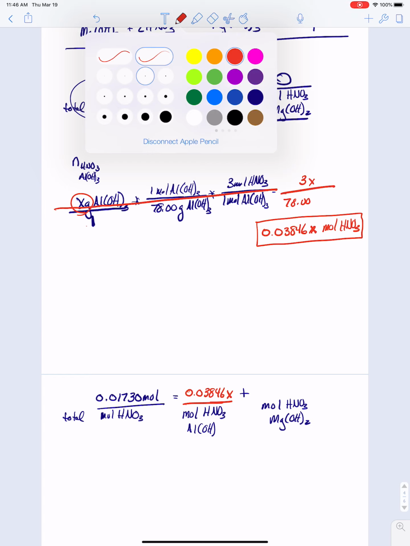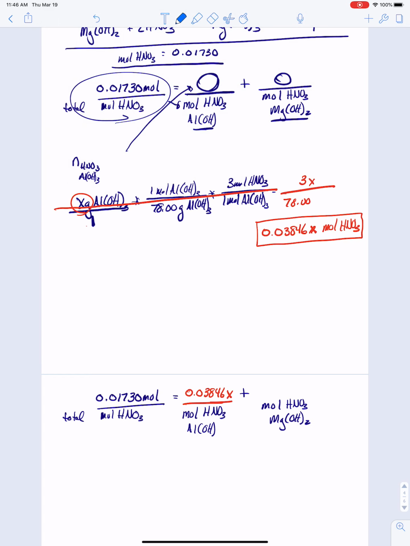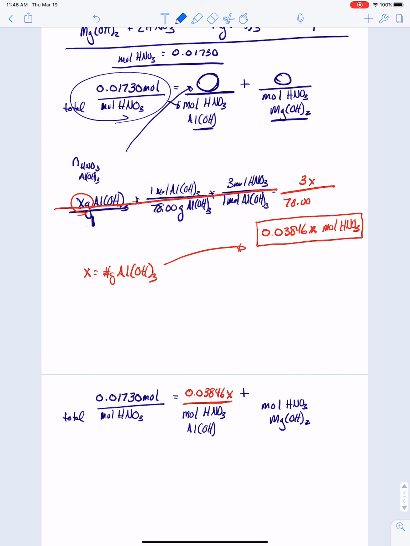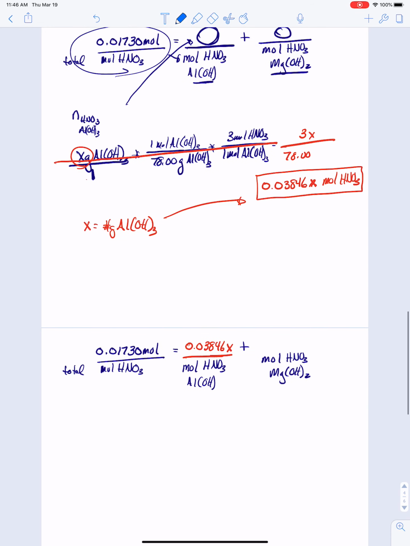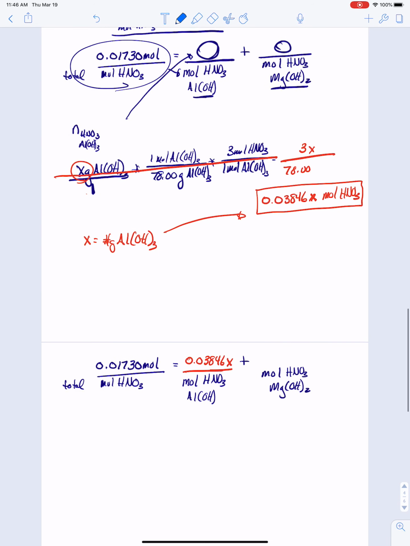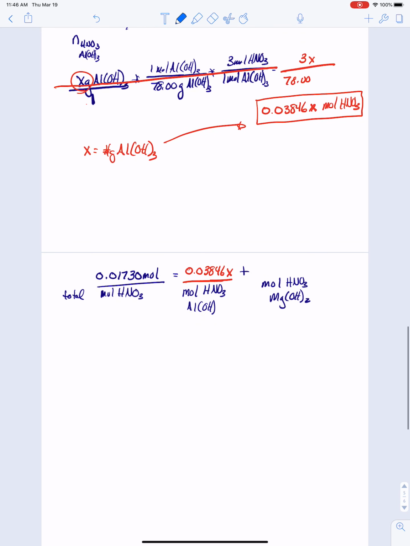I'll use a different color here. We said X is equal to the number of grams of aluminum hydroxide, and that correlates to the number of moles of nitric acid. I decided to keep everything in that calculation as red. We'll use everything in this calculation as a slight blue. So what could I do then to find out the other part that I need? I would also need to know this part of the equation.